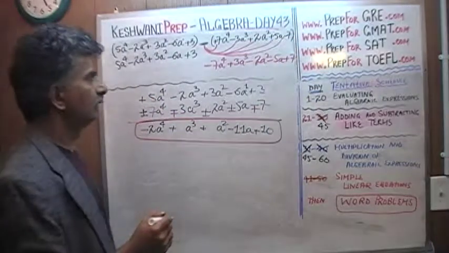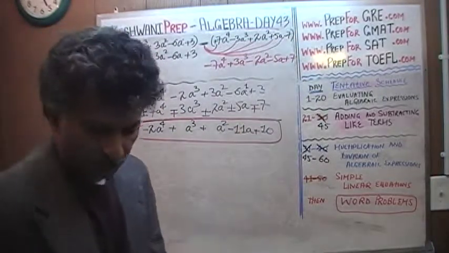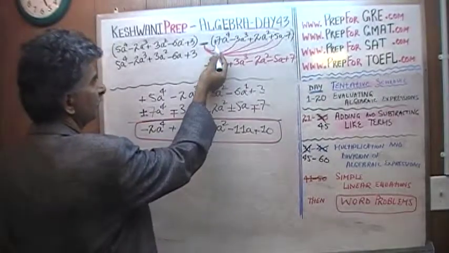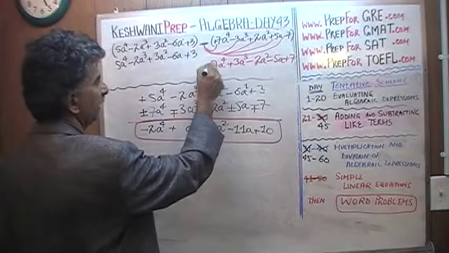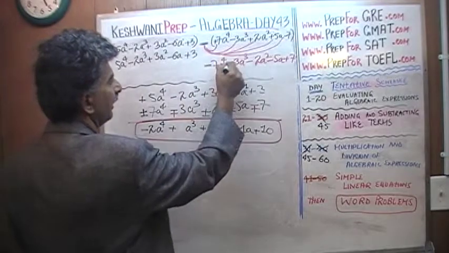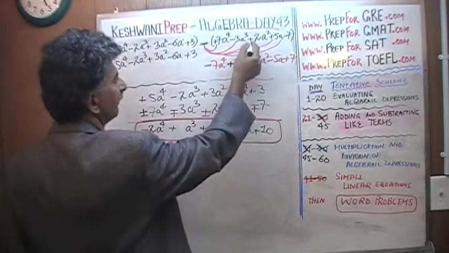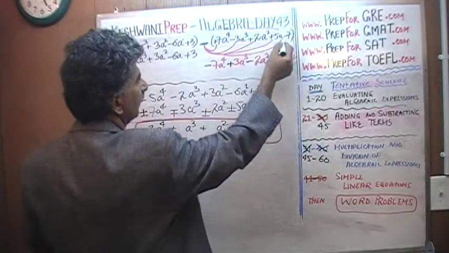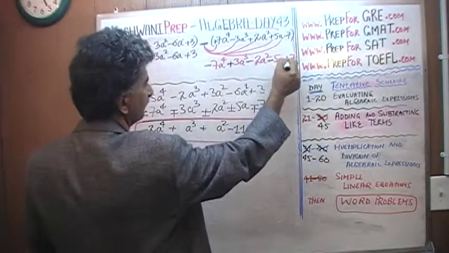What did you notice? We noticed that all the signs changed. This had a positive sign, it became negative. This had a negative sign, it became positive. This has a positive sign, it became negative. It has a positive sign, it became negative. It has a negative sign, it became positive. Just like here.